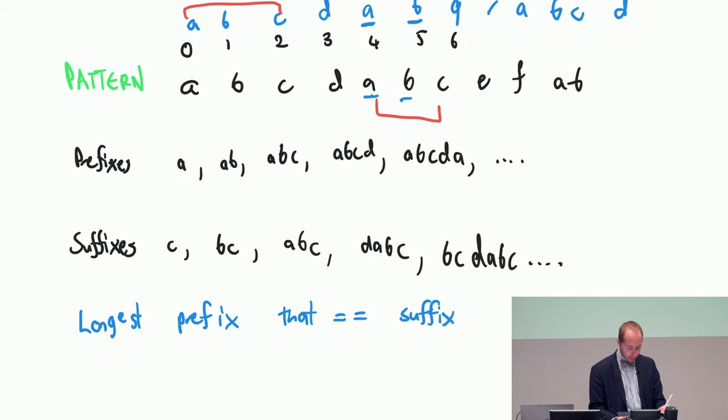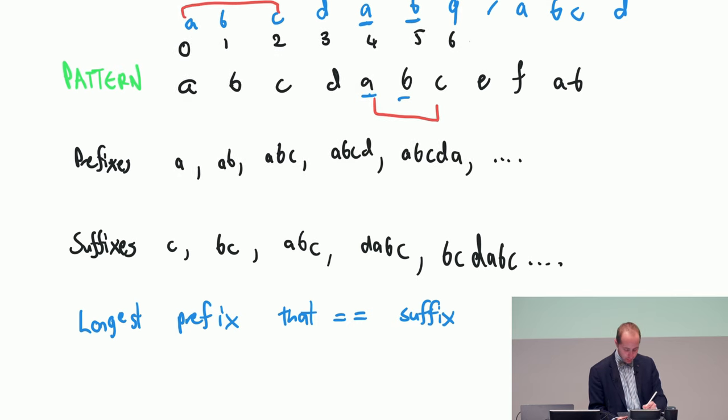Now, if we move our pattern along and we come across this AB over here, we're now not sure if it's this AB or that AB. So our goal in constructing our state transition diagram should be to find all the places where the string is repeating itself as a prefix.